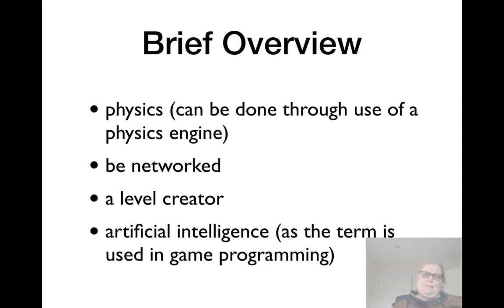So I said in the assignment brief that it had to either be physics, which you can do with the use of a physics engine, be networked. I know that's fake, I'll explain why in a minute. Have a level creator or use artificial intelligence, as the term is used within games programming. Okay, so what I'm going to do in this video is take you through each of these in turn and talk a little bit about them.